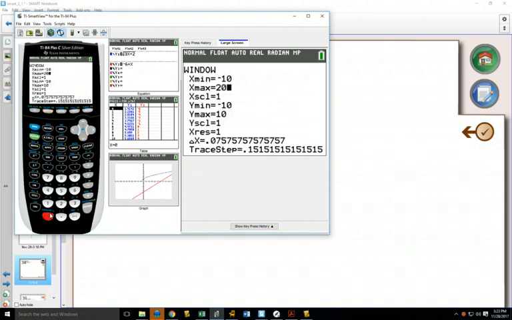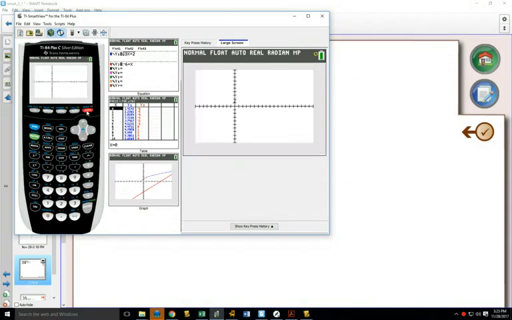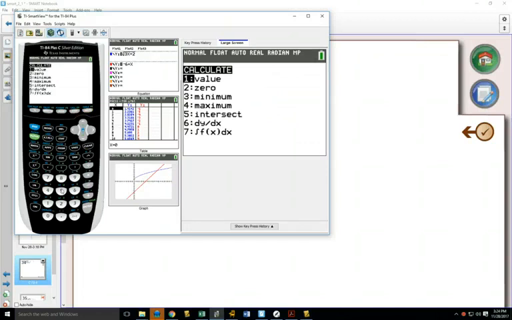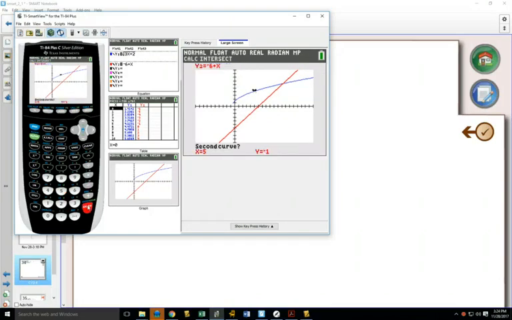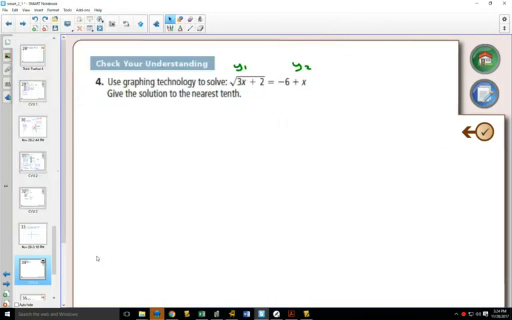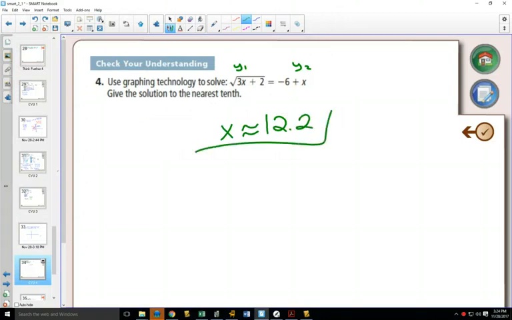Maybe I'll make it 20 because I want to see where the blue graph and the red graph intersect. And now they do. So if I wanted to solve for this, I can go second, trace to calculate number 5 where they intersect, push enter 3 times, and I get x equals 12.2. Super easy. That's using your graphing calculator.